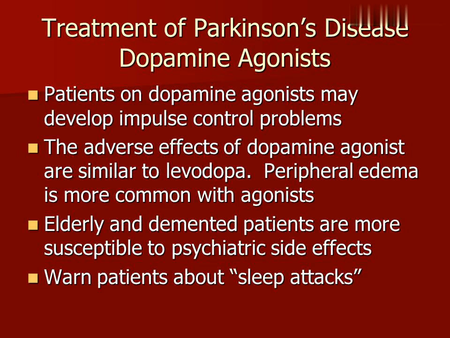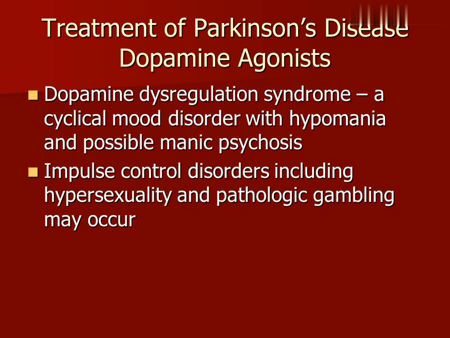Dopamine agonists. Patients on dopamine agonists may develop impulse control problems. The adverse effects of dopamine agonists are similar to levodopa. Peripheral edema is more common with agonists. Elderly and demented patients are more susceptible to psychiatric side effects. Warn patients about sleep attacks. Dopamine dysregulation syndrome, a cyclical mood disorder with hypomania and possible manic psychosis. Impulse control disorders including hypersexuality and pathologic gambling may occur.